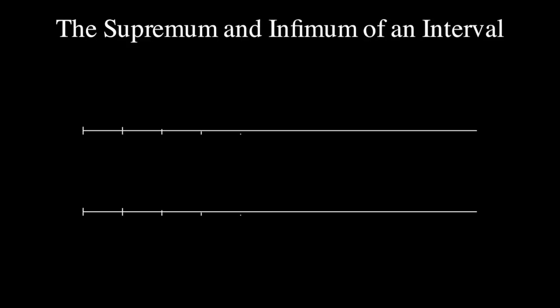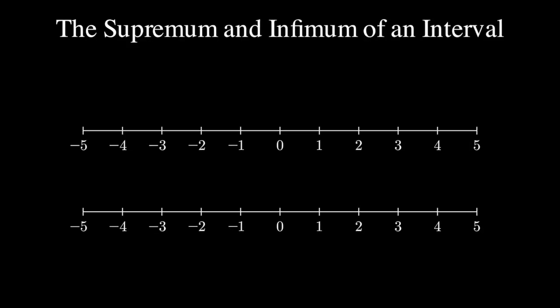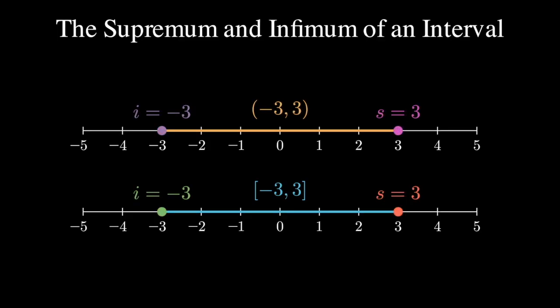Looking at this visually, this means that if we either have a closed set from -3 to 3, or an open set from -3 to 3, the supremum and infimum will both be the same. The infimum being -3 and the supremum being 3.